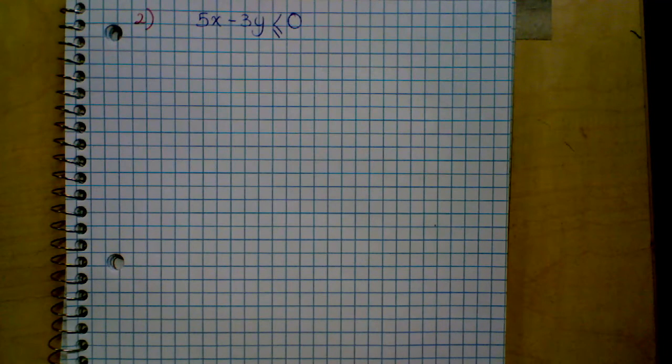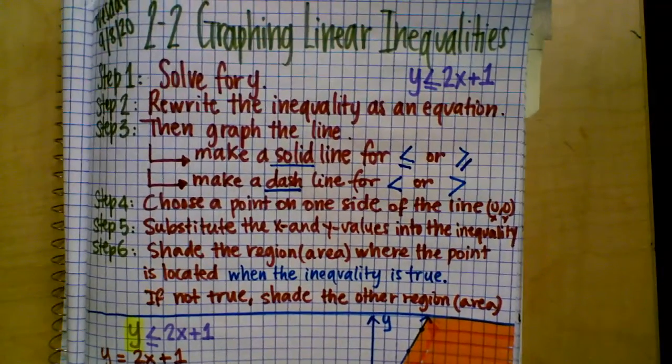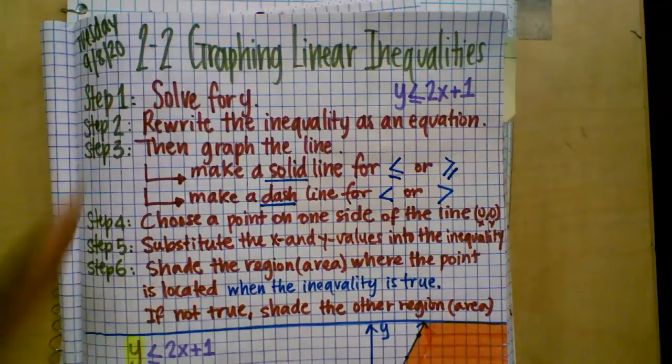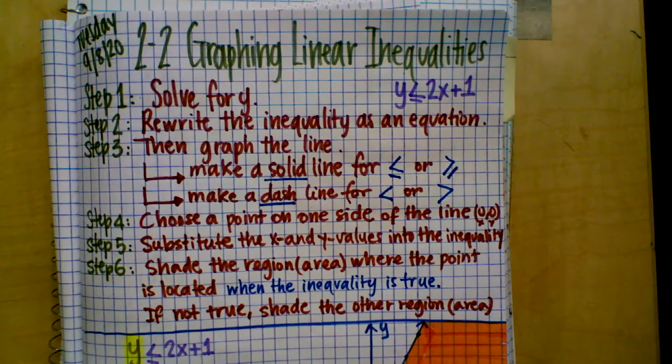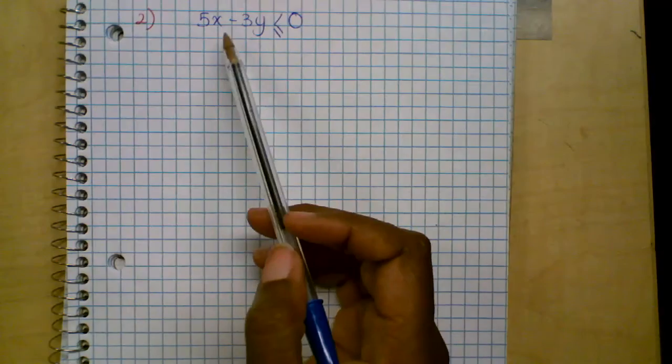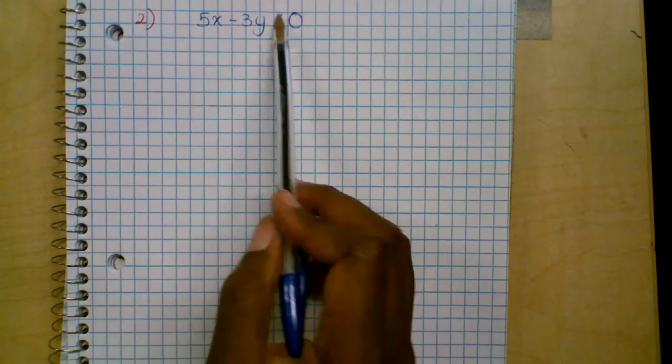So welcome back. This is another example 2 of graphing a linear inequality. Remember, you want to have your steps ready. If you don't have the steps down, please take a picture or write them out in your notebook. Please pause the video to write them out or take a picture. So let's continue. We want to graph this linear inequality.